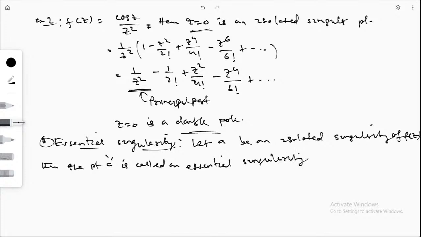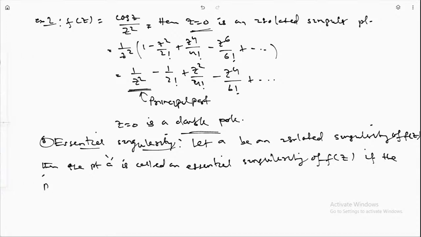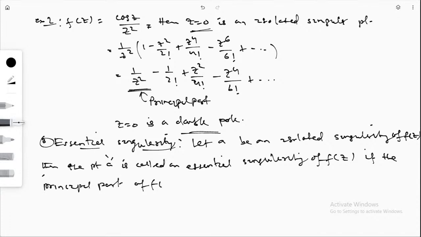The point A is called an essential singularity of f of z if the principal part of f of z at z equal to a has an infinite number of terms.